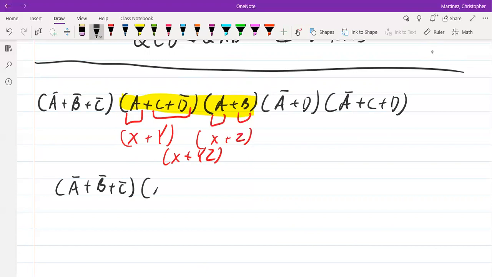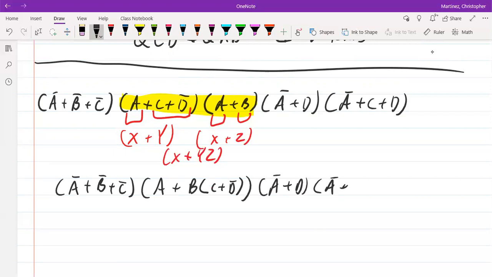Okay, so I need X. X is A, plus I need a YZ. That will be B with the C plus the D bar. Now, a big item is I had two items in a quantity. I'm keeping them as their own term. All right, so we got that.